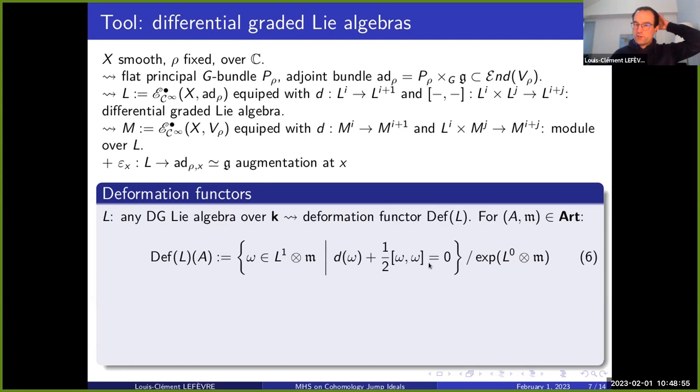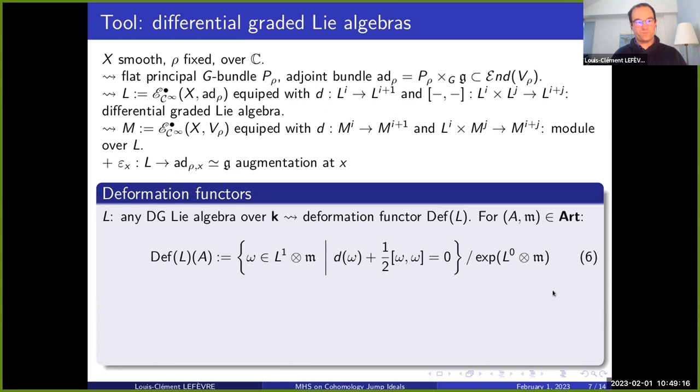Modulo in action, this is the formal gauge group. L0 is like the Lie algebra of the gauge group. It is the expansion of this, and there's an action of L0 tensor M on this space of Maurer-Cartan arguments.